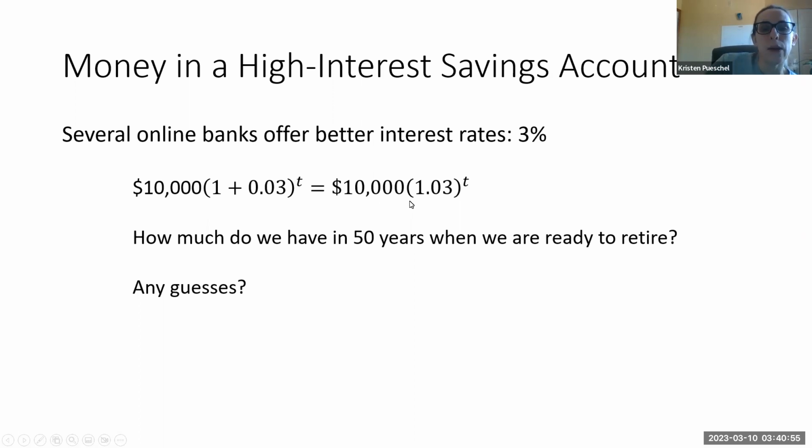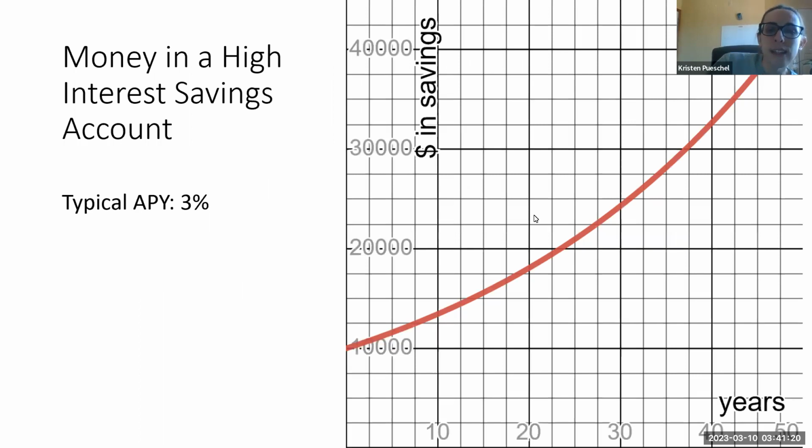Okay, so what I'd like you to make a guess at is how much we have in our bank account in 50 years. So we started off with $10,000. We're not touching it, we're just letting it grow. Does that make a guess? Remember, at 0.03%, we made about $150. Okay. All right, well, here is the plot.